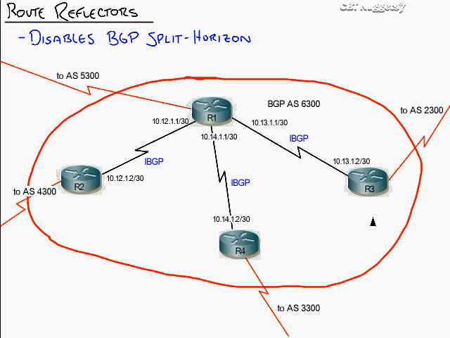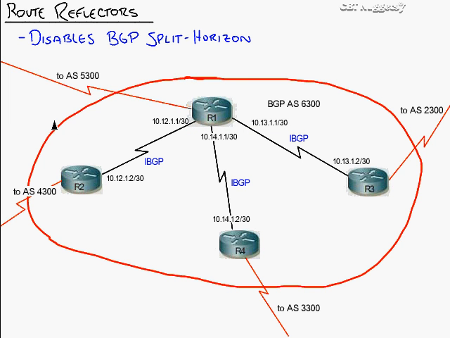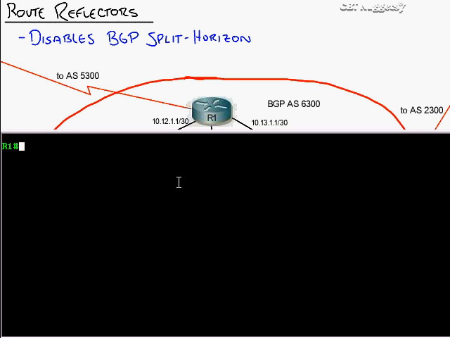It's actually, the configuration is a piece of cake. It's the concepts that you need to make sure you remember with route reflectors. I'm going to go to the router that I designate as my route reflector, which in this case, router 1 looks like the best bet. And I'm going to say, router 1, get into global config mode.